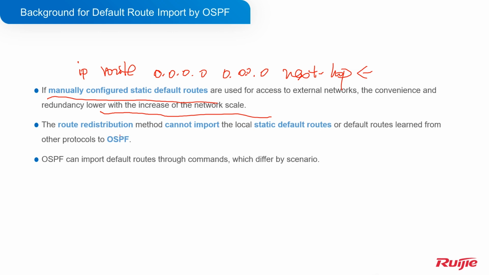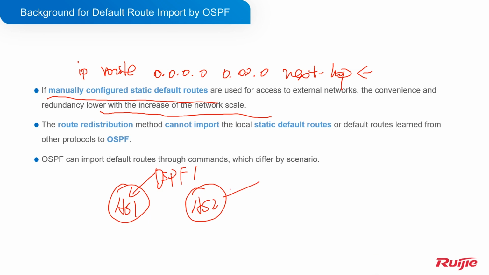Okay, next is route redistribution. Route redistribution helps us connect different ASs, like AS1 and AS2. We set AS1 as OSPF process 1 and AS2 as OSPF process 2, so actually two different processes. If we want the two ASs to communicate with each other, we have to do route redistribution on the ASBR device. So this is route redistribution.